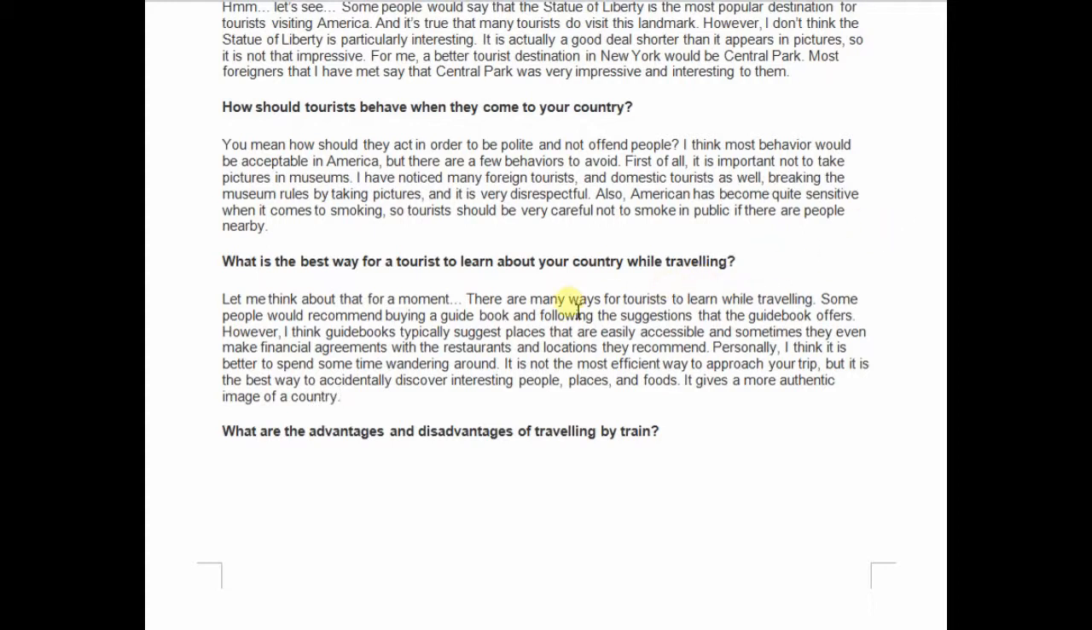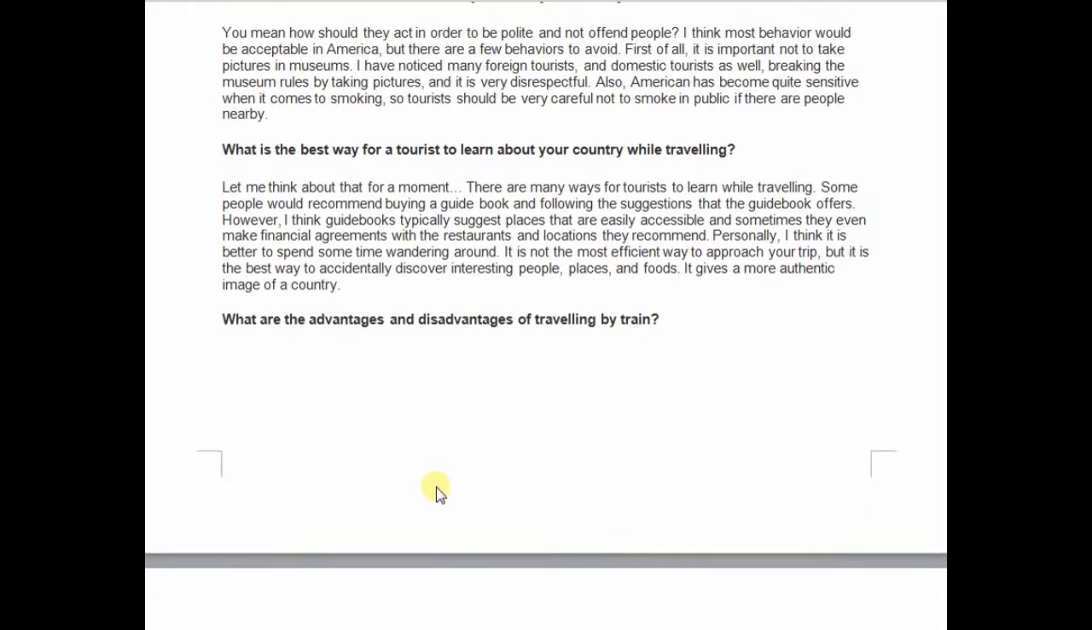Okay. So by using this concession, some people would say, or some people would recommend, and then I say why I don't think that's a good idea, and then I say what I think is a good idea. So this has allowed me to take my one idea, which is wander around, and make it into a nice full 4 or 5 sentences. Whew, okay, we're on to our last question. Bear with me here. What are the advantages and disadvantages of traveling by train?